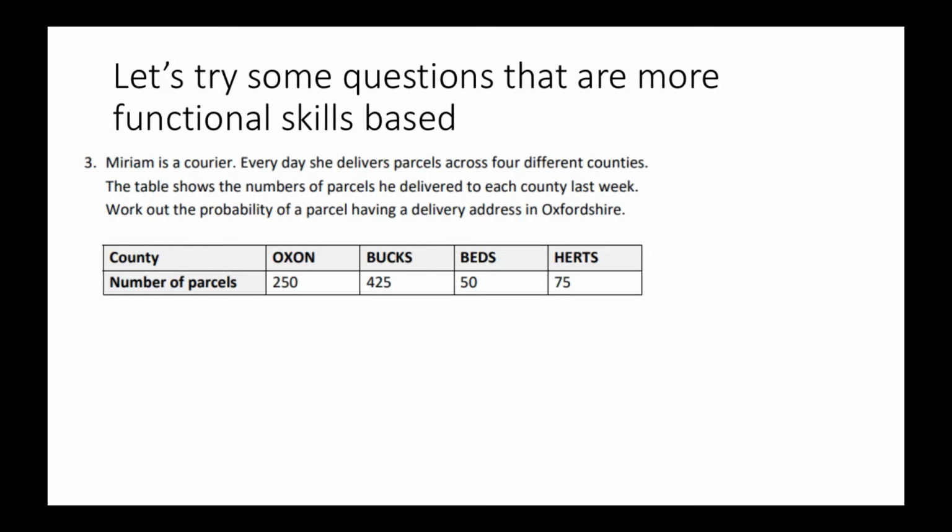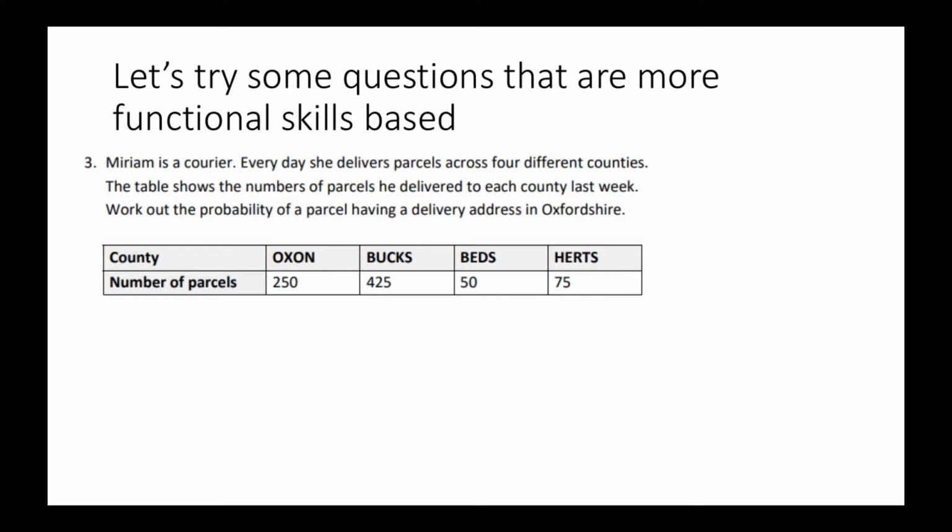Okay, one more then. Miriam is a courier. Every day she delivers parcels across 4 different counties. The table shows the numbers of parcels she delivered to each county last week. Work out the probability of a parcel having a delivery address in Oxfordshire. Now feel free to pause the video and have a go at this. Okay, and if you did pause it, well done. I hope you did well. Let's go through the answer.